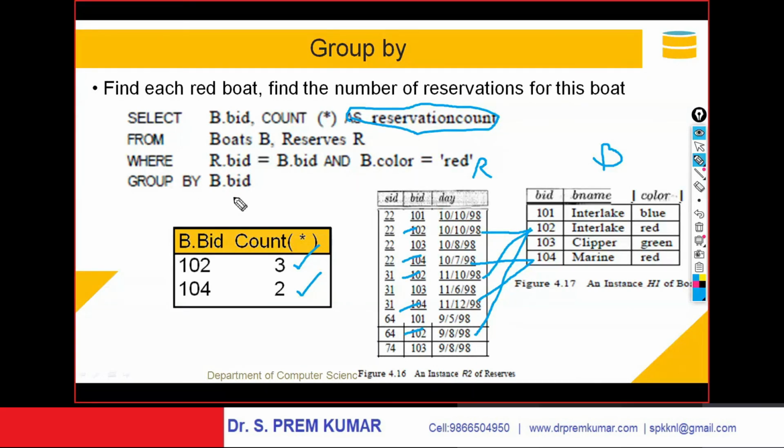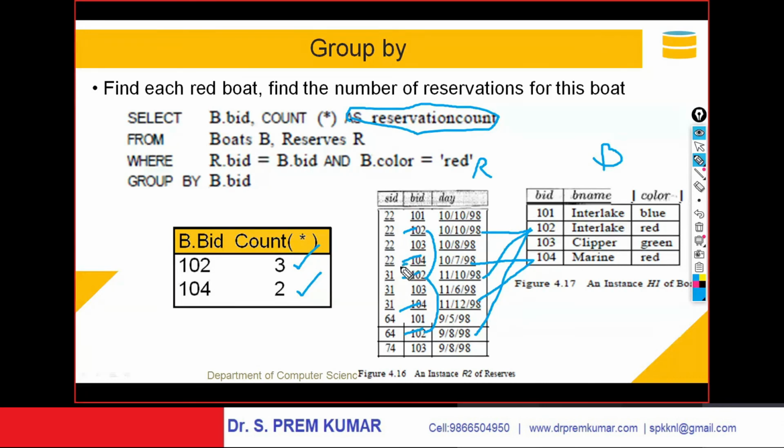When I use group by boat ID, the common boat IDs will be grouped. The common boat IDs are 102, 102 and 102. These three rows became a group. And when I say count, the count in that group is 3. So for 102, the count is 3.